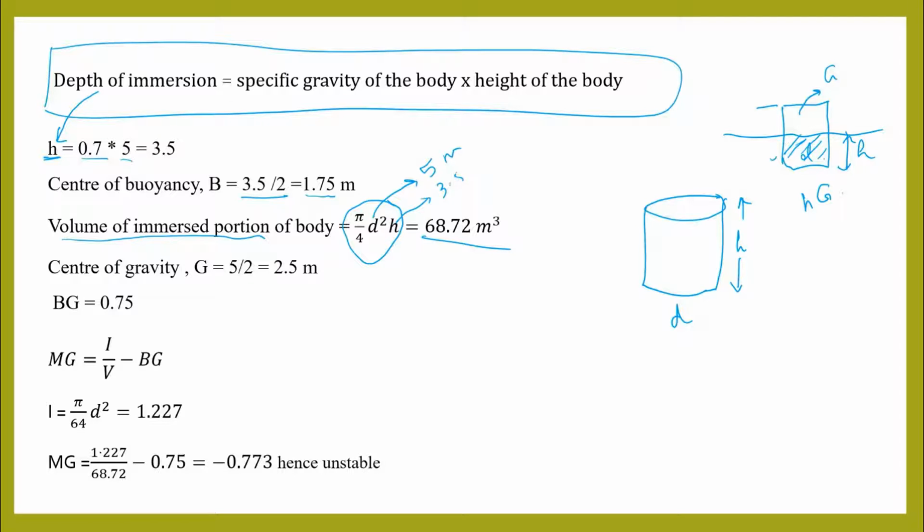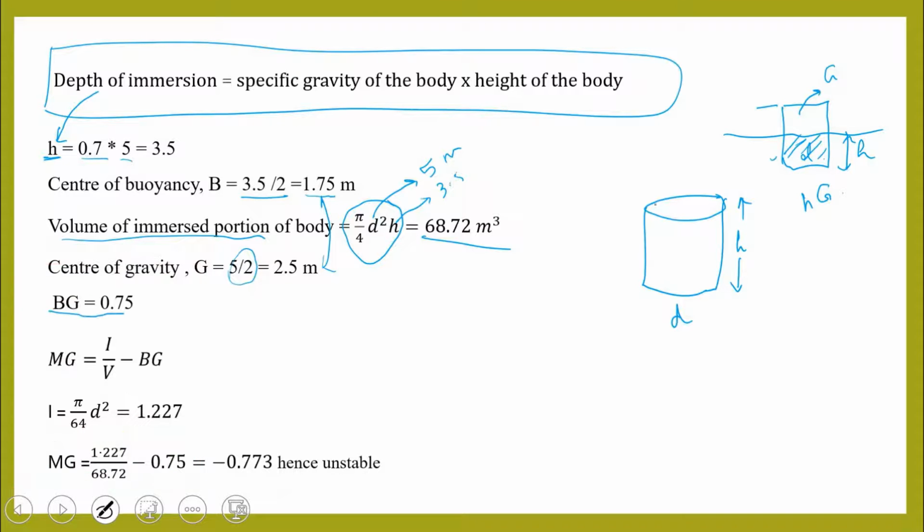Now the center of gravity. The center of gravity will act at the middle of the cylindrical body. The total height is 5, so the middle will be 2.5 meters. Now we have to find BG, the distance between the center of buoyancy and the center of gravity. We do that by subtracting the two values, 2.5 minus 1.75.